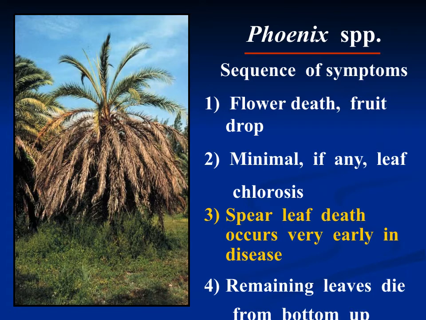The spear leaf dies early in the disease for Texas Phoenix palm decline. If we look at this picture, look at the center frond that's fairly green. Look to the left of that, and you can see two unopened spear leaves. They're kind of a yellowish brown in this particular photograph. Those are the spear leaves that failed to open. They are dead. Then what will happen is the remaining leaves will die from the bottom upward. This plant should be removed immediately to prevent spread to the Phoenix palm right next to it to the left that's just barely seen in this photograph.